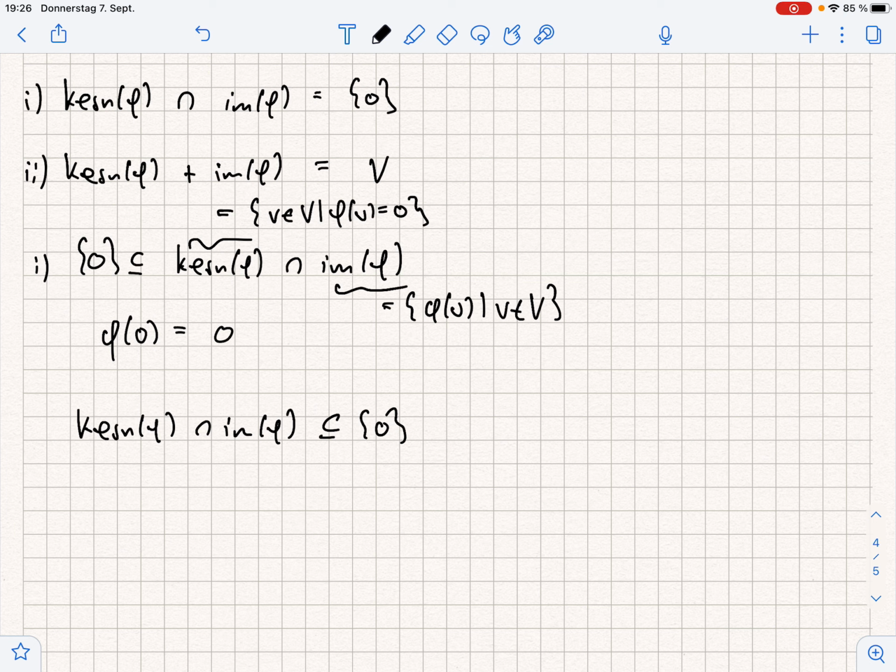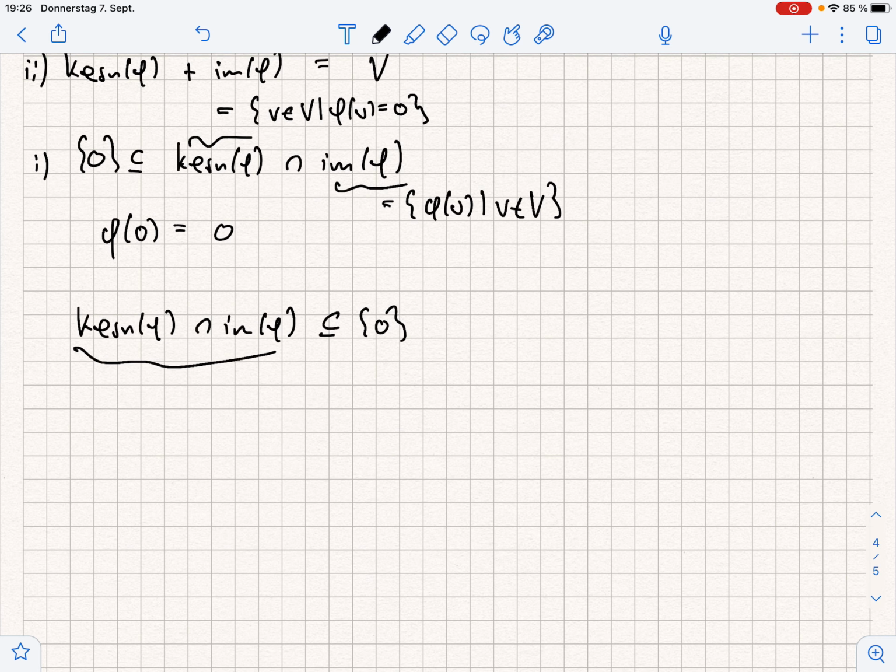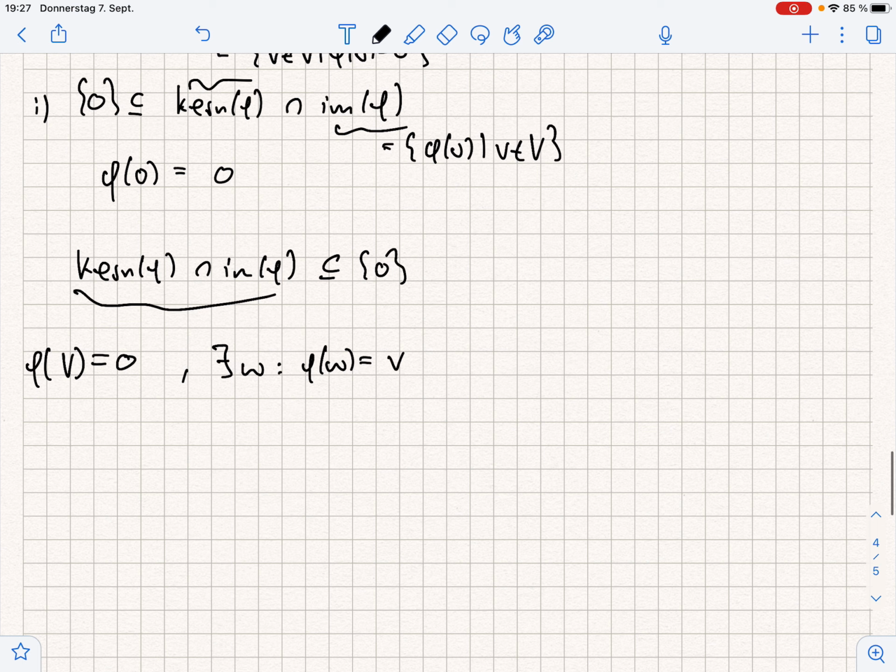And how do we go about this? Well, we simply consider vectors which are contained in this space. What do we know about vectors of this kind? First of all, they are in the kernel. So if v is inside this vector space, then we know that phi of v is equal to 0 as v is in the kernel. And furthermore, we know that there exists a w such that phi of w is v, because v is in the image. So let's consider the vector v.